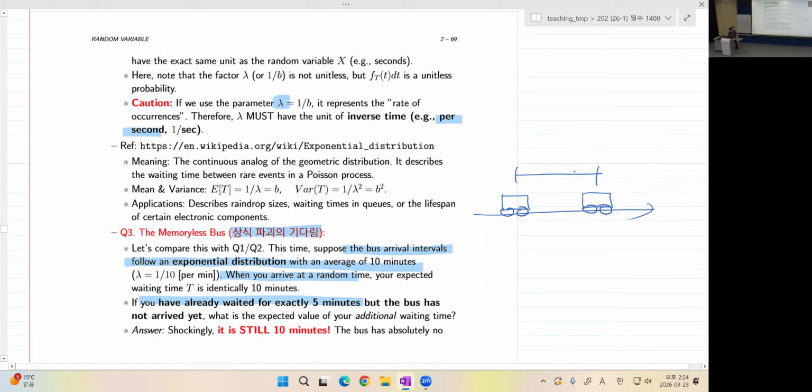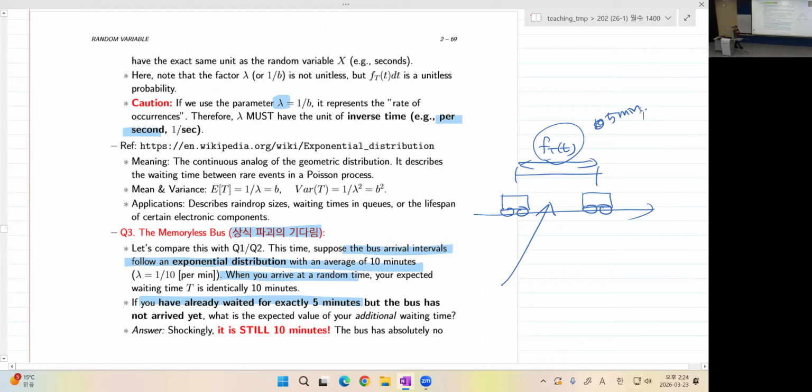Suppose now that you have buses allocated with this inter-arrival time as an exponential distribution. Then you arbitrarily go to the bus station. And suppose the mean of this exponential distribution is 5 minutes.